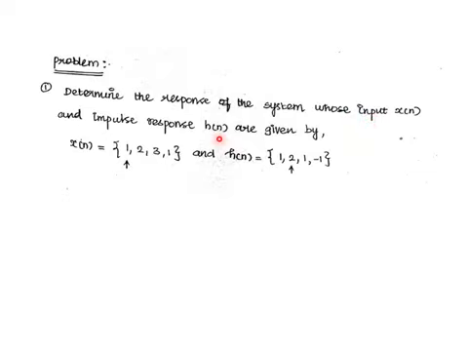Unless you know that convolution can be used to find the response of any system whose input is x of n and impulse response is h of n, we'll get stuck in solving this problem. So always remember, any system's response, especially a linear time invariant DT system's response, is always given by performing convolution between x of n and h of n. So here again, to find the response of this system, we have to perform convolution between x of n and h of n.